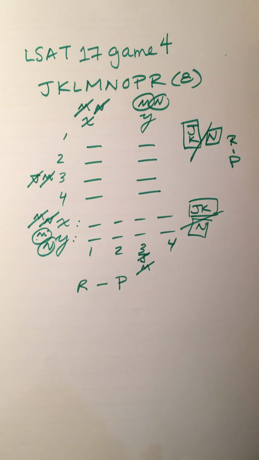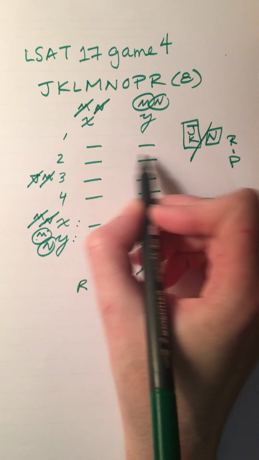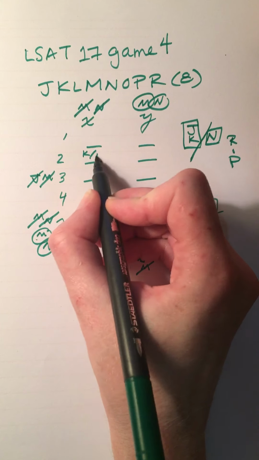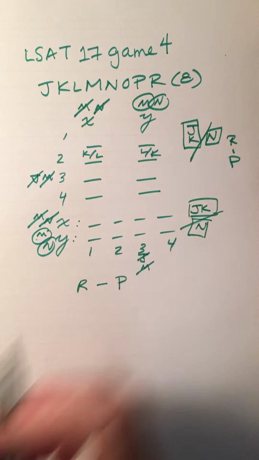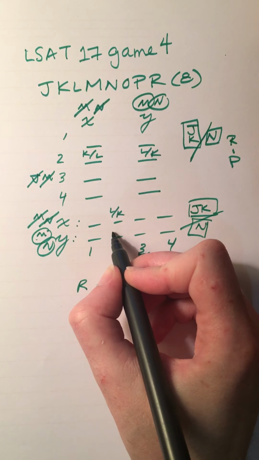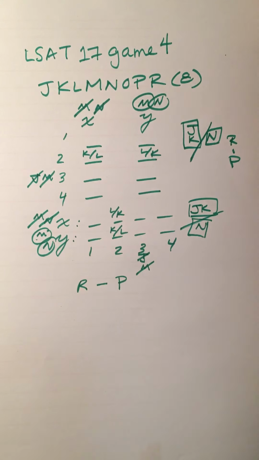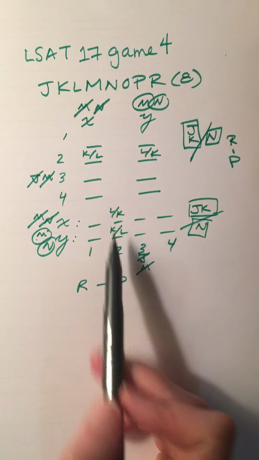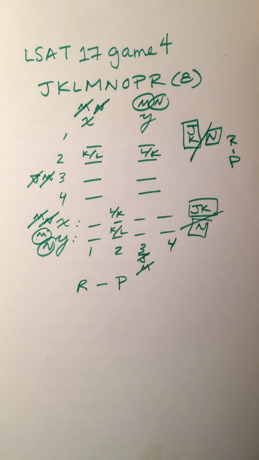All right, and K and L both run second. So if K and L both run second, they can't be on the same team. Okay, so that one I would just pop right in. K, L, and wherever K is, J's also going to be on that team. This is great also because it means that that second position is just taken on both sides, right?